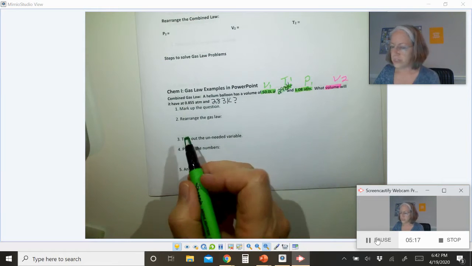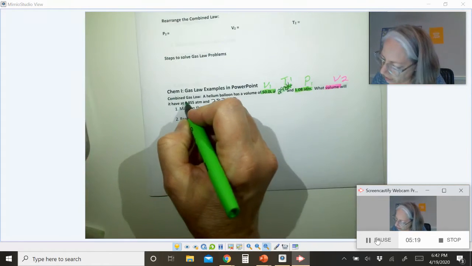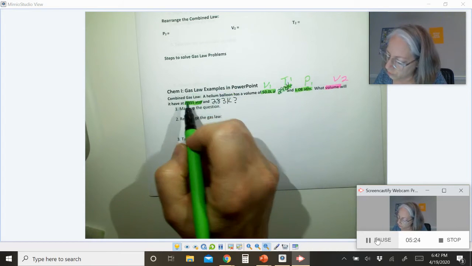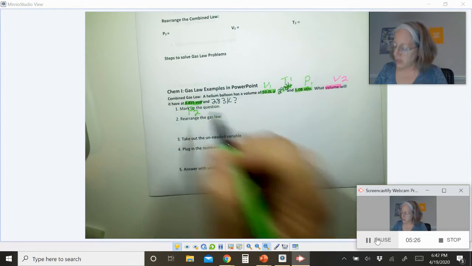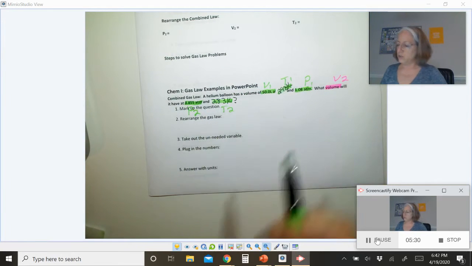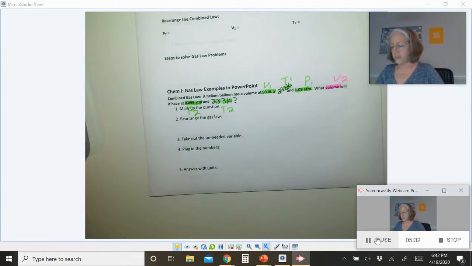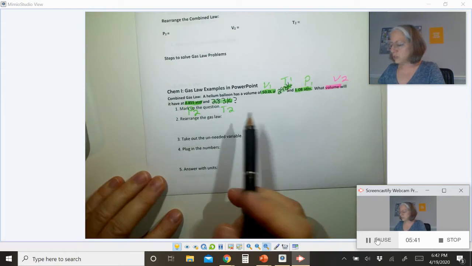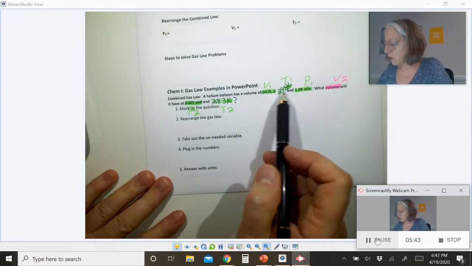What volume will it have at 0.855 atmospheres? That's our P2. And I'm running out of space. And 283 Kelvin, that's our T2, right? So I marked it up. Now, if you don't have this printed on paper, you can't mark it up very well, but you can list all of the variables. You can do that same thing instead of marking.